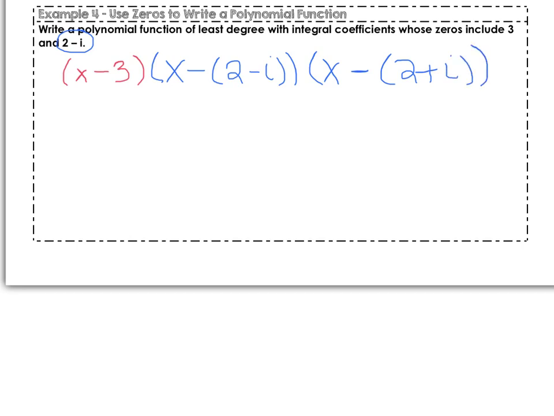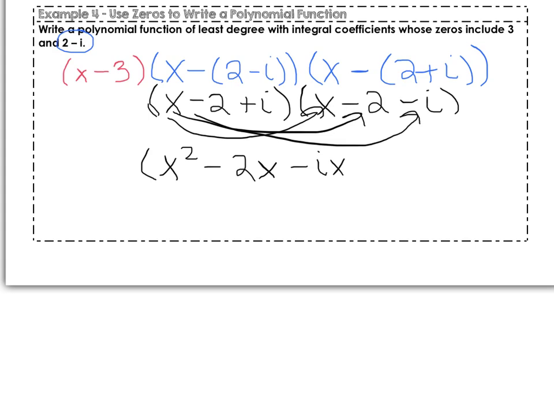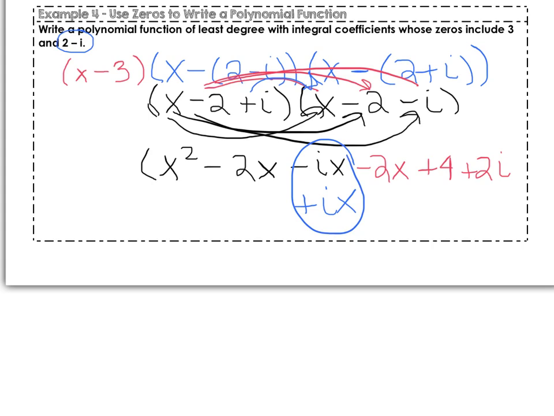Okay? So now we're just going to need to do a little bit of multiplication here. We'll leave x minus 3 alone because we don't really need to worry about him right now. So that's going to reduce to x minus 2 plus i, and this guy will reduce to x minus 2 minus i. Okay? I'm going to multiply our two polynomials here, getting me x squared. This is going to get me a negative 2x, and this is going to get me a negative ix. Then I'm going to take my negative 2 and distribute him, so negative 2x. This is going to get me a positive 4, and this is going to get me a positive 2i. Now we're going to do the i and distribute him, giving me an ix, which, yes, I see is going to cancel out. That's great.